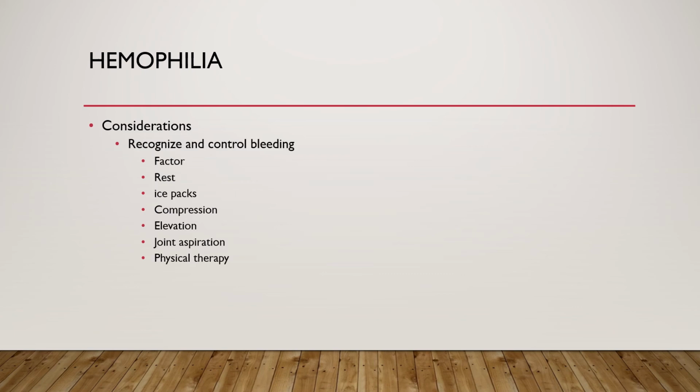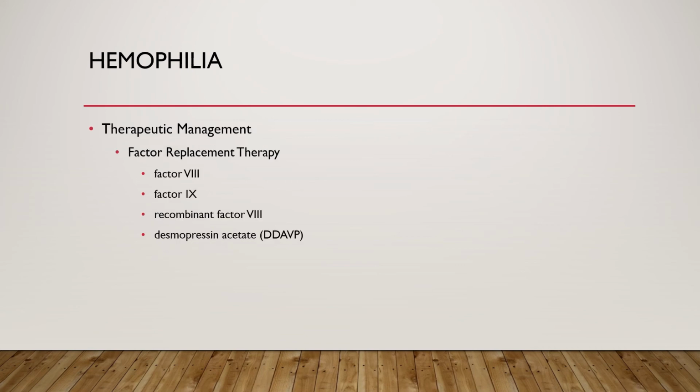When you have a bleed going on, they get the factor they need. Rest, ice packs to the area that has been bruised. Compression, elevation. Remember RICE: rest, ice, compression, elevation. Oftentimes they need a joint aspiration. The doctor or the nurse practitioner will go in and use a needle and draw blood off the joint. And then physical therapy. And we talked about replacing. They're talking about gene transfer as a treatment, a permanent treatment for hemophilia.